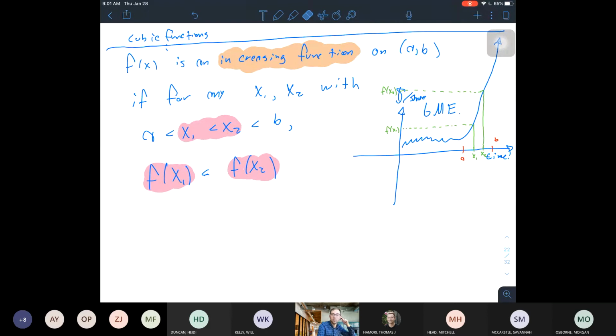So any questions about what it means for something to be an increasing function? I think this is a fairly intuitive concept. It just means we're going up.